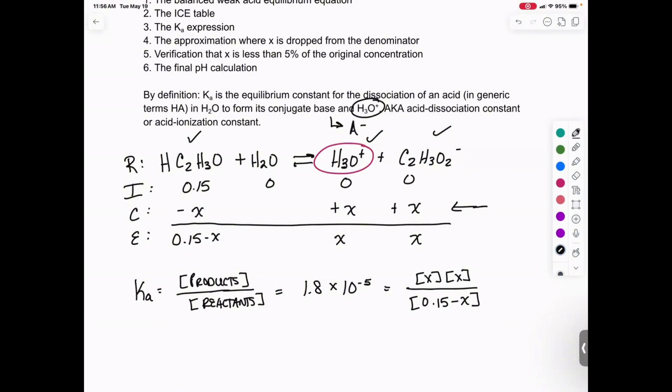And I'll show you the math on the back end, because some teachers in college, I would say a good portion of them, make you prove that the value of X, the amount of those H plus cations that dropped in solution, is less than 5%. So we can just ignore it for math purposes, okay?